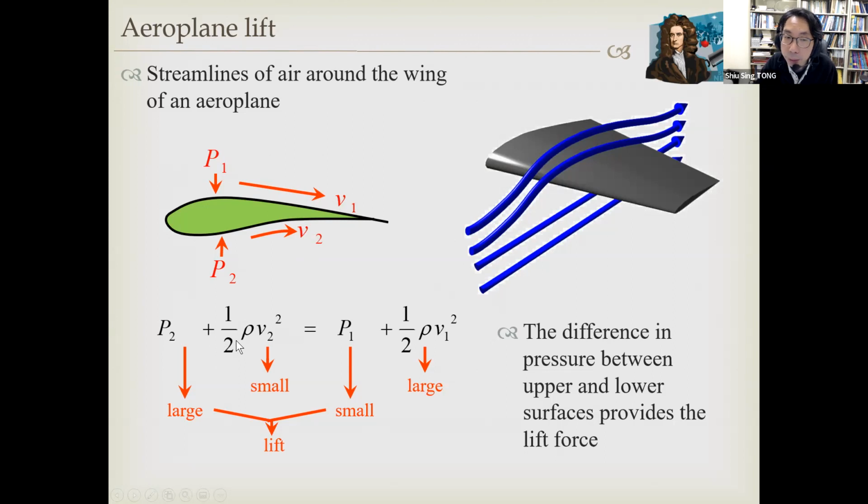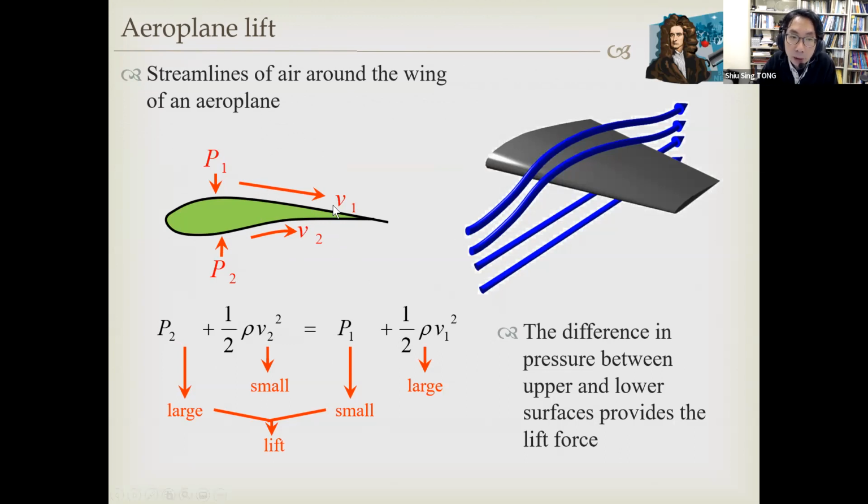Now we look at Bernoulli's equation. Because the height of the wing is so small, we can neglect the difference in potential energy, so we don't consider the term rho g h. We only consider the combination P plus half rho V squared. On the upper side, we have P1 plus half rho V1 squared. On the lower side, we have P2 plus half rho V2 squared. For simplicity, we assume that rho is the same. Essentially, this is true as long as the flow speed is much lower than the speed of sound.